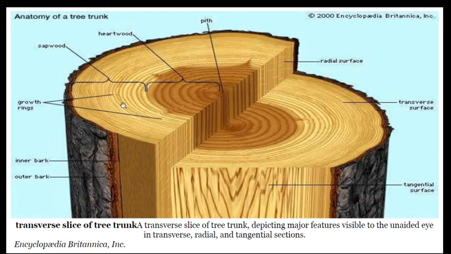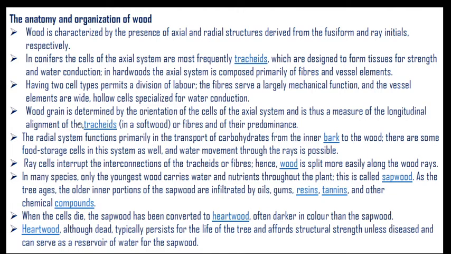So what is meant by dark shade? Dark shade is nothing but the rings, and that's why we are going to learn what is meant by rings or growth rings. First of all we look at the anatomy and organization of wood, meaning how it is constructed within a plant. Wood is characterized by the presence of axial and radial structure.